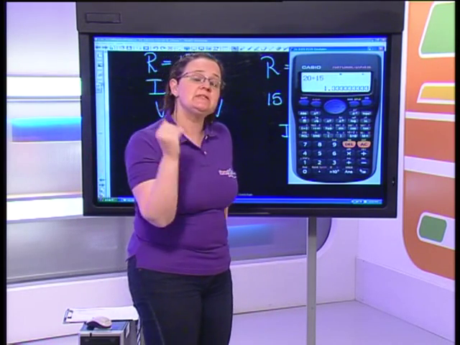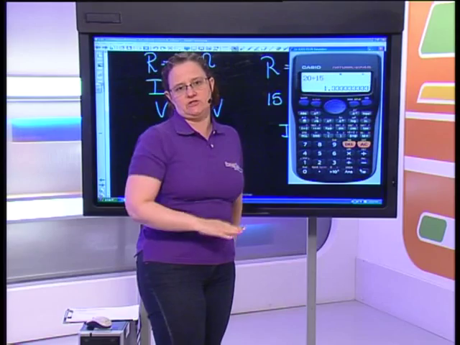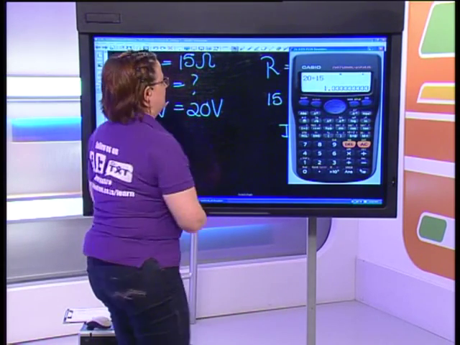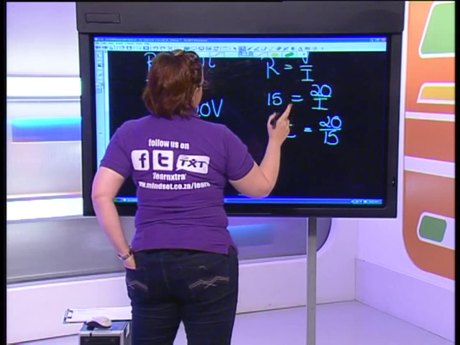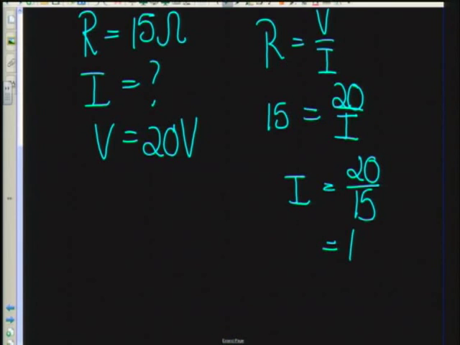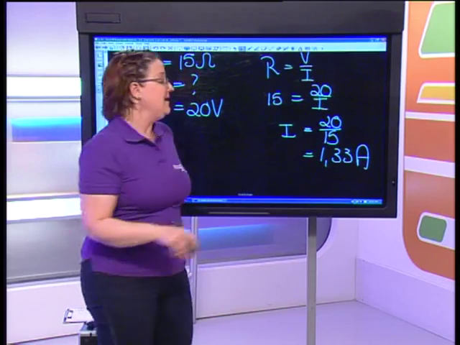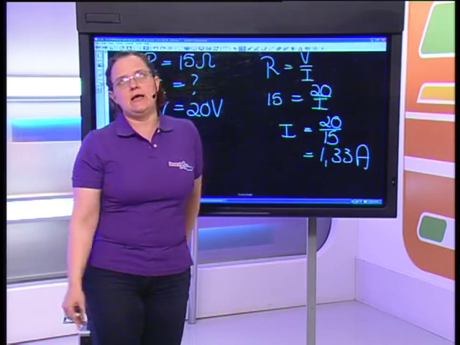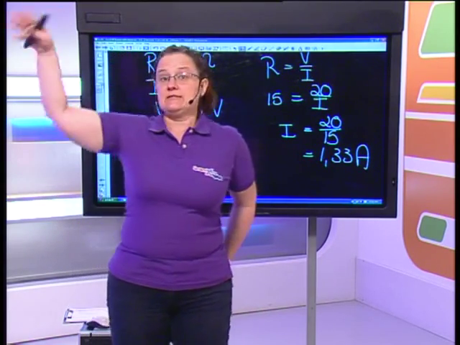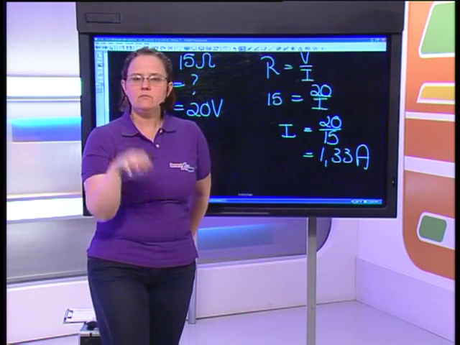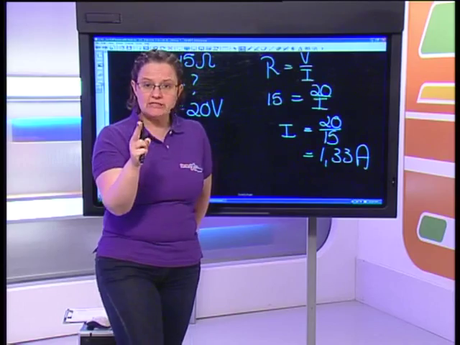Then you will not be tempted to leave an answer as a fraction, because it will not give you an answer as a fraction. This is so important, Grade 10s, because it's going to bite you in the bum later on. So this is 1.33 amperes. I don't put the dots on top to indicate that it's recurring, even though the 3 is recurring. If this had worked out to say 1.666666 recurring, I would round it off to 1.67. Please round off to 2 decimal places.